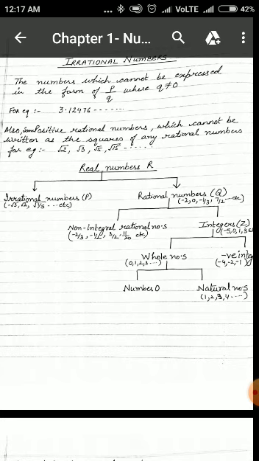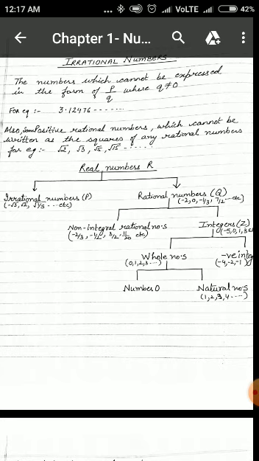Also, some positive rational numbers cannot be written as the squares of any rational numbers. For example, root 2, root 3, root 5, root 15, etc. Here we see that 2, 3, 5 and 15 are not perfect squares, so their square roots cannot be found easily. So they are termed as irrational numbers.